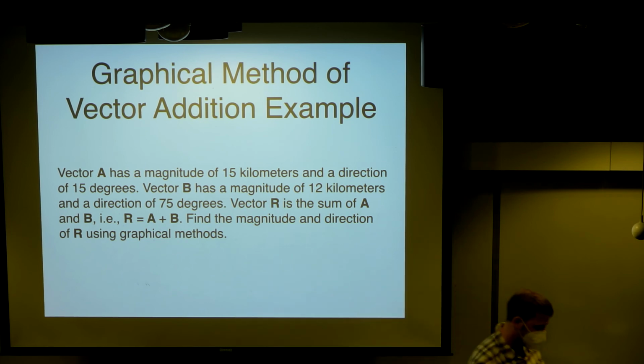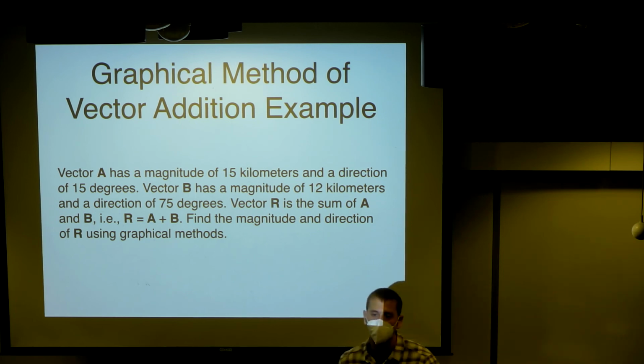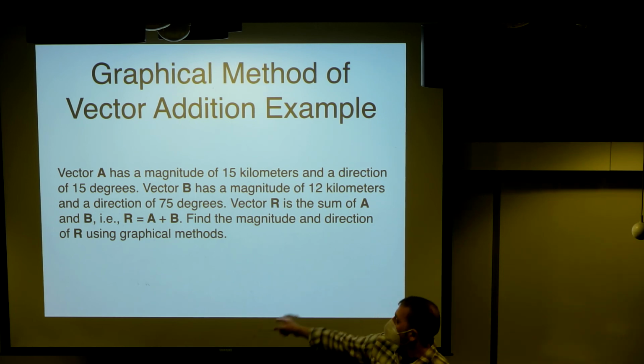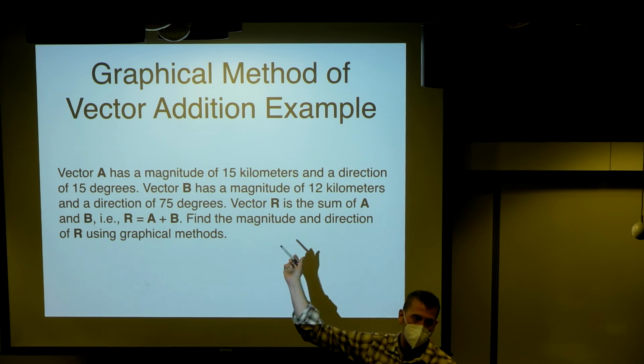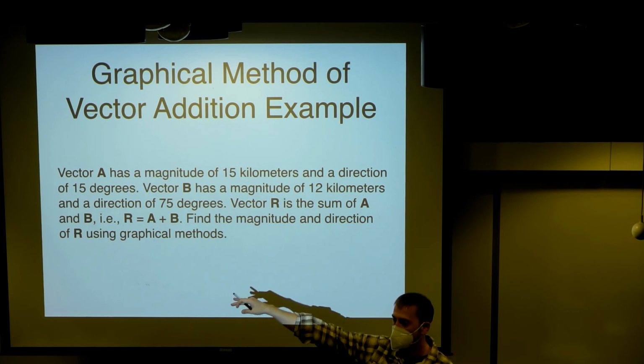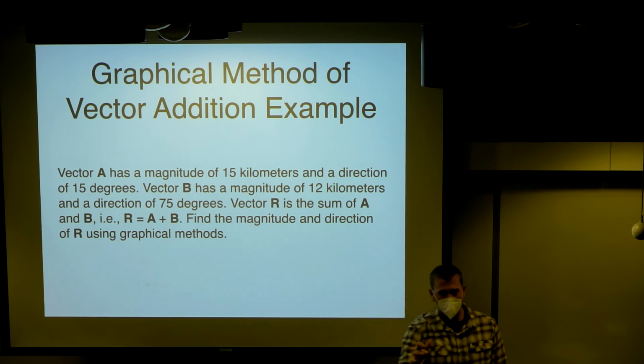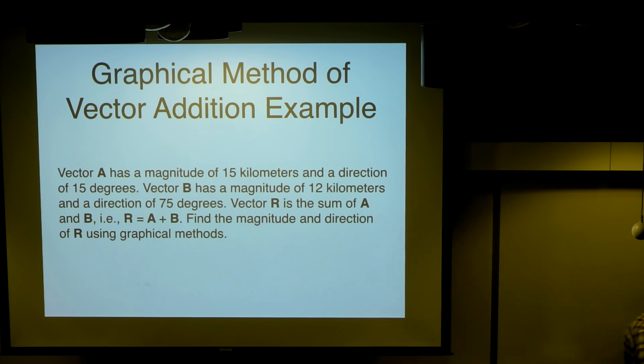What we want to do is find that vector R, the resultant vector, after we add A and B, and we're going to do it using graphical methods, just by carefully constructing a diagram. We're actually going to come back to this problem on Thursday and do it using the algebraic methods, okay? And we'll see that we get the same answer, okay? So we're all clear on what's going on here? So let's get into this problem.